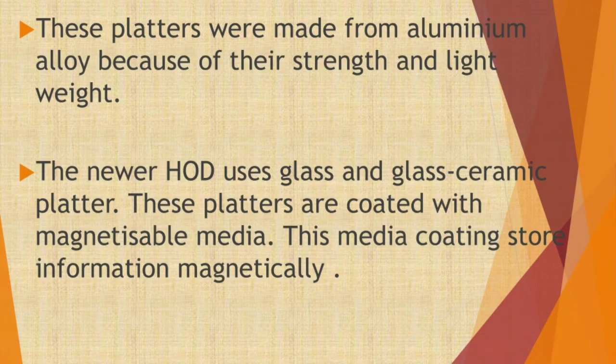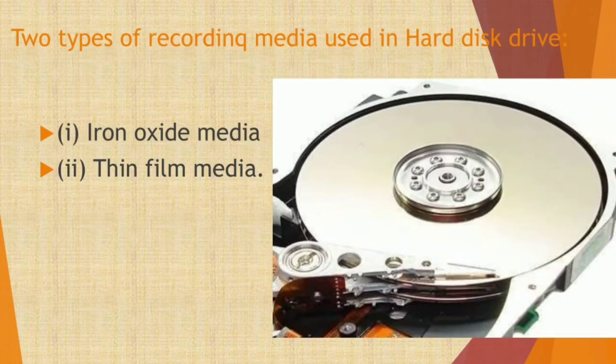These platters were made from aluminium alloy because of their strength and light weight. The newer hard disk or HDD uses glass and glass ceramic platters. These platters are coated with magnetizable media. This media coating stores information magnetically. Two types of recording media are used in hard disk drives. The first one is iron oxide media and the second one is thin film media.